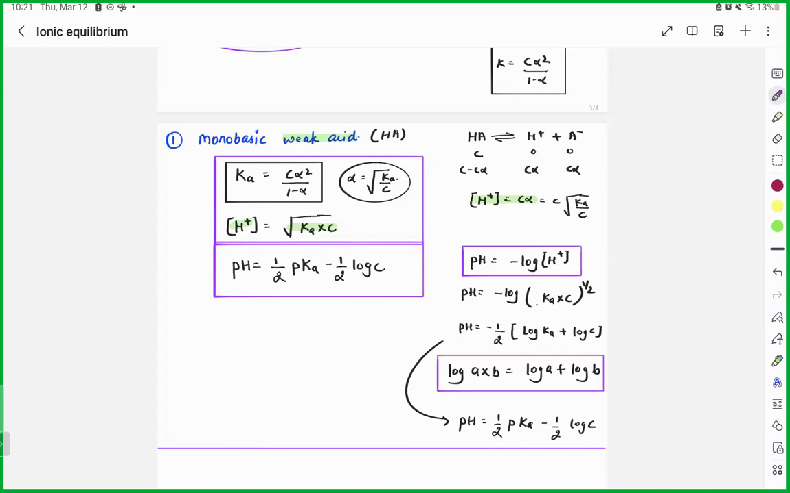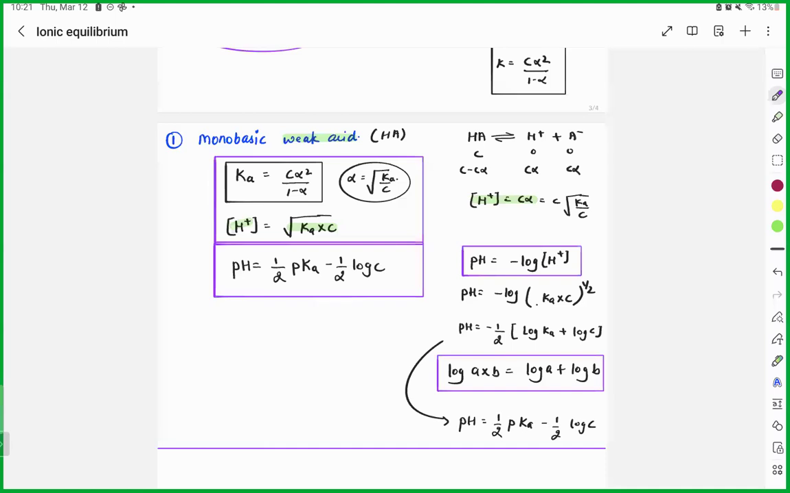Okay, sir. Correct? If this is the situation, what will be the H positive concentration? C alpha. C remains the same. The alpha value is under root Ka by C. Why are we writing Ka? Ka means the equilibrium constant for the acid.